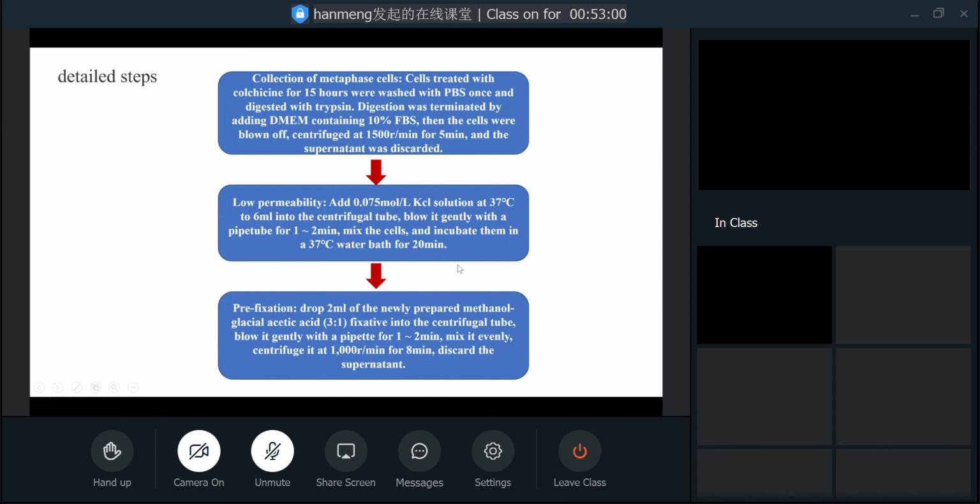Then here you should pay attention. After the water bath, you should immediately drop about 2 milliliters of fixative into the centrifuge tube.